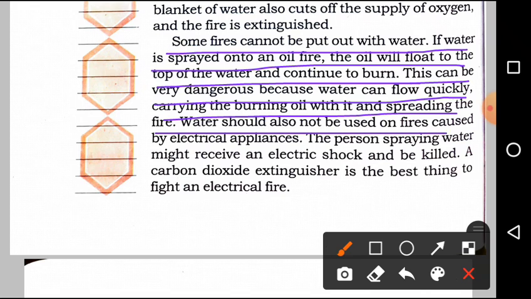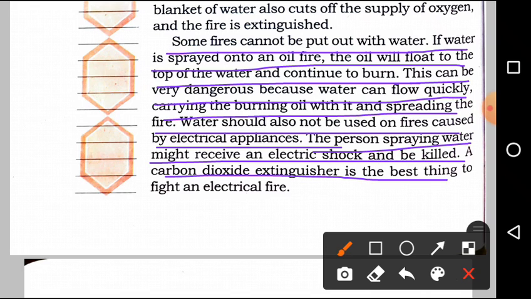Water should not be used on fire caused by electrical appliances. If some electrical appliance catches fire, then you should not spray or pour water over it, because the person spraying the water might receive an electric shock and be killed. A carbon dioxide extinguisher is the best thing to fight an electrical fire.